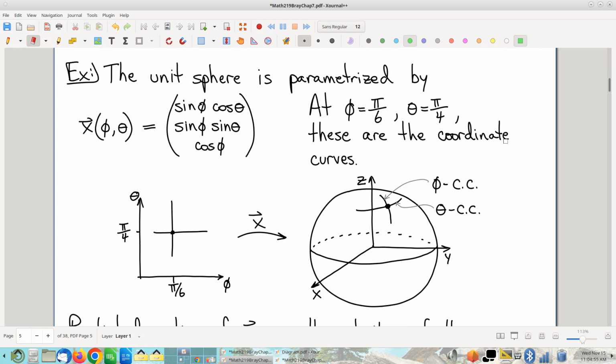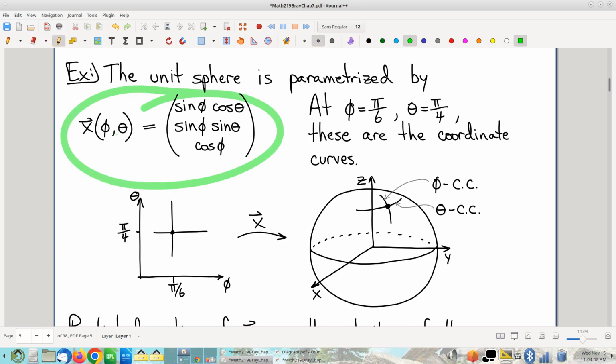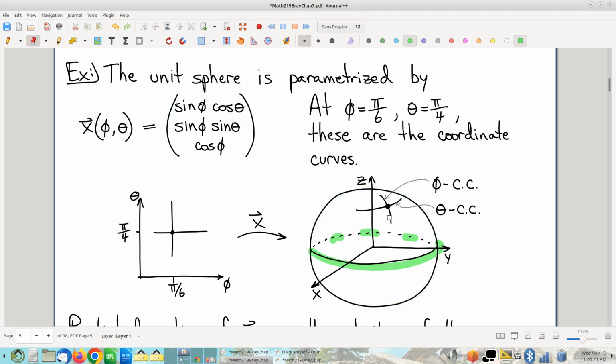Here is our spherical graph parameterization for the sphere. Position is a function of two parameters, phi and theta. I am going to now fix one of them. Let's fix theta first. We're going to fix theta to be pi over 4.